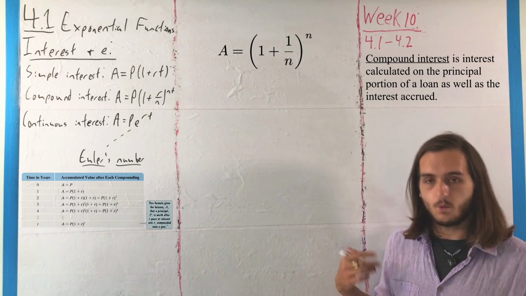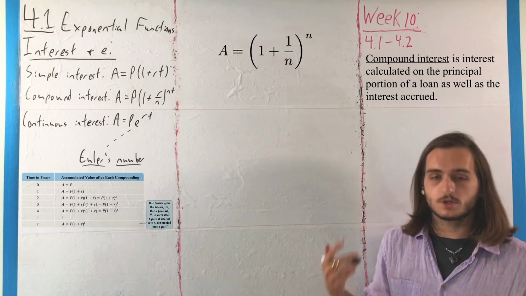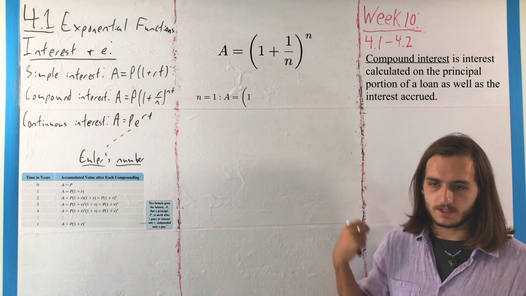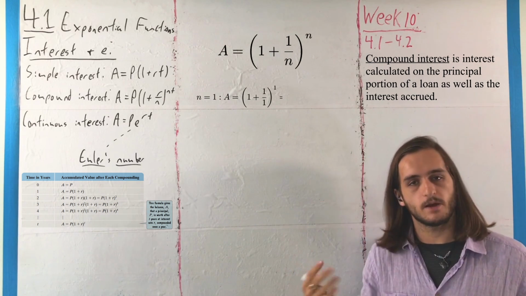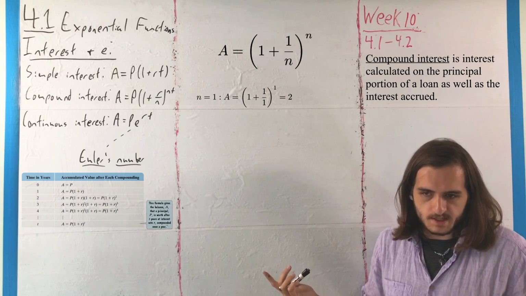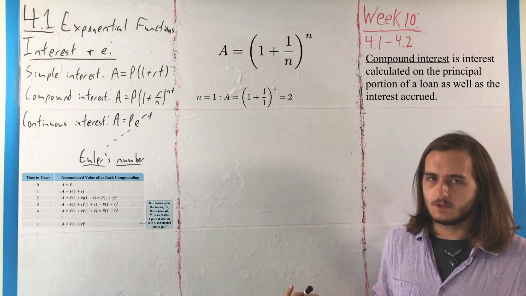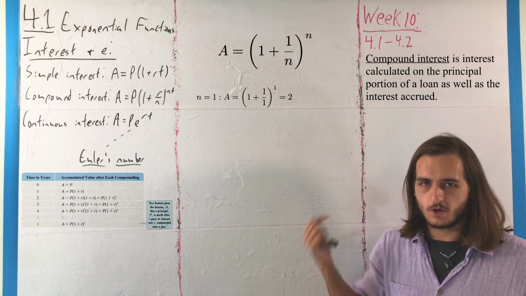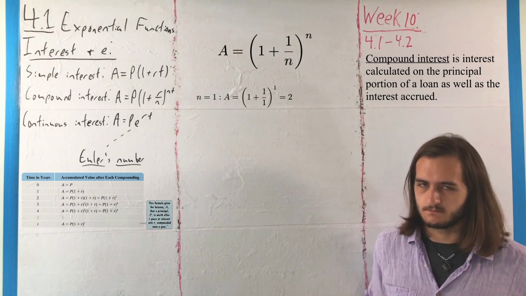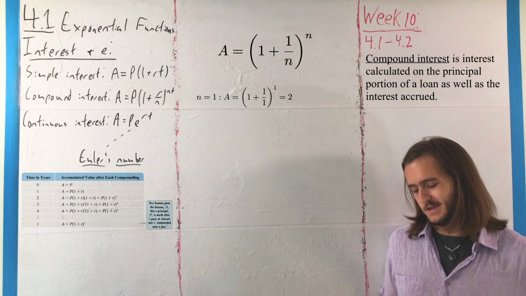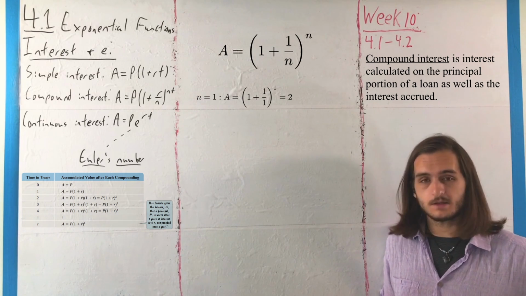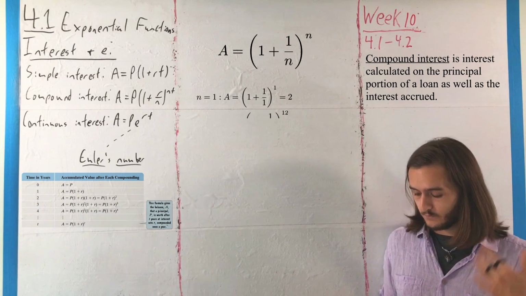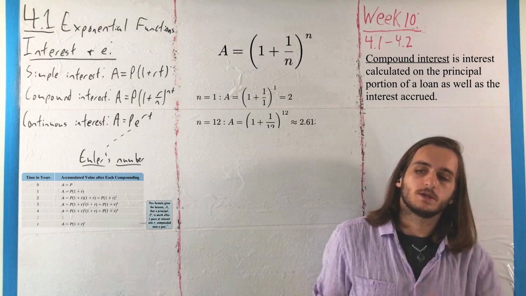So if that compounds once per year, that's annually compounding interest, n equals 1, you would get A is equal to 1 plus 1 over 1 raised to the power 1, which is a really fancy and stupid way of writing 2. Which makes sense, right? If it compounds only once in the year and you have 100% interest, you'd go from 1 to 2. Not super fun. But let's say you had better. Let's say that happens monthly. So in that case, n would be 12. So you'd have 1 plus 1 over 12 raised to the power 12, and that would give you 2.613.